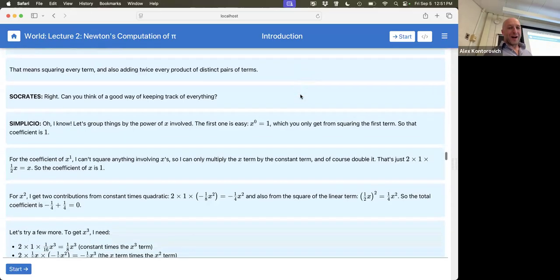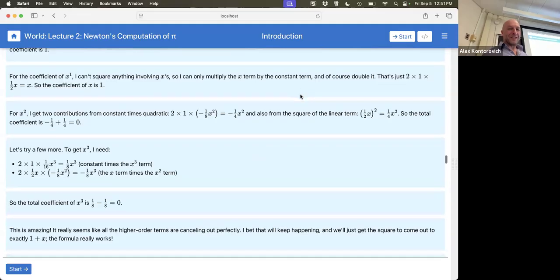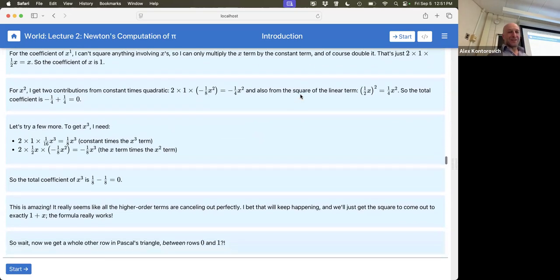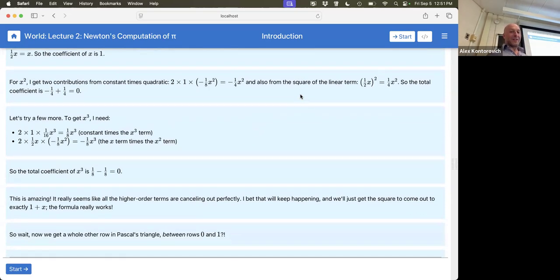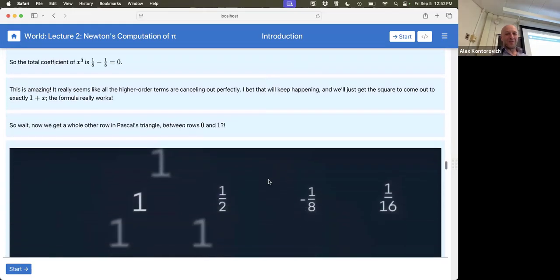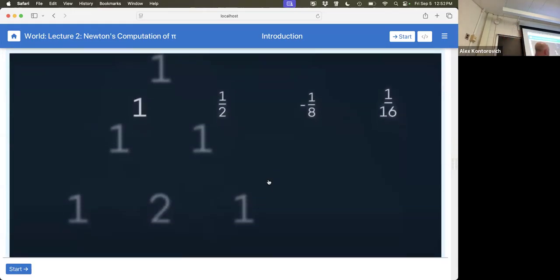Okay, so it really seems like all the higher terms are canceling out perfectly. I bet that if this keeps happening, we'll just get exactly this 1 plus x. The formula really works. Okay, so Simplicio is convinced. Wait, so now we get a whole other row in Pascal's triangle, between row 0 and row 1. There's a 1, a half, -1/8, a 16th, -5/128 I think is the next term, whatever.